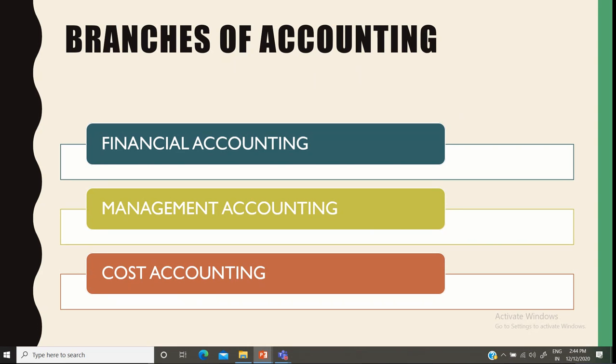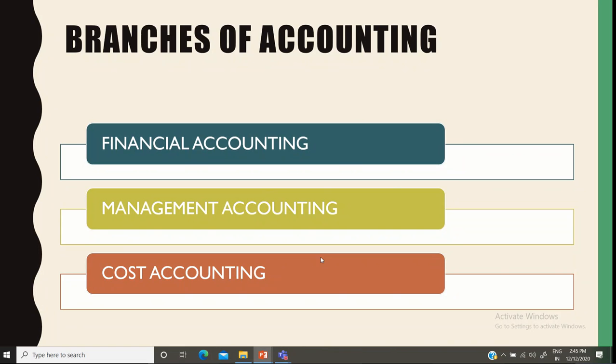Whatever your cost of production, you just want to reduce that. You want to minimize wastages and defects in your business. Your cost of producing a product has to get reduced. For that purpose, you're going to prepare the cost accounts, and you want to maximize your profit. To have control over your business, you're going to prepare this cost accounting. So these are the three branches of accounting.